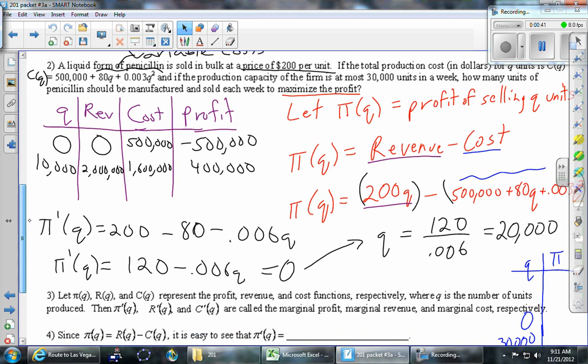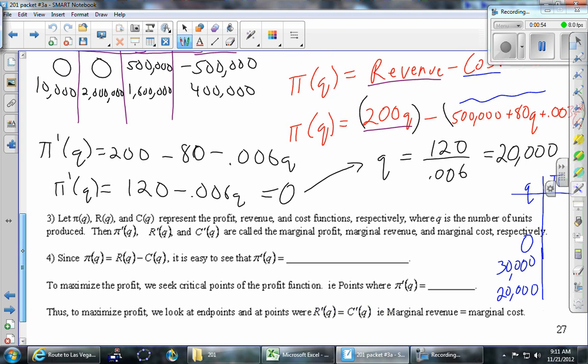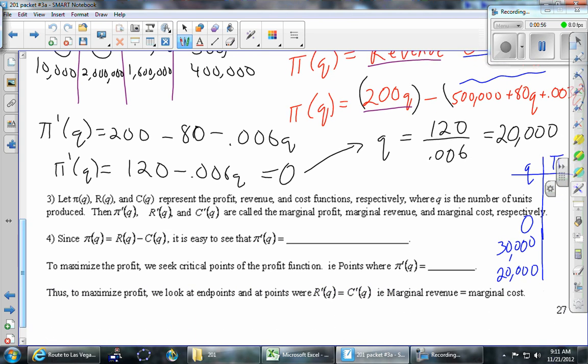And so we did some work and ultimately ended up finding the number of units of penicillin. It was 20,000 that maximized the profit. And that's the goal for today, is to maximize the profit. So let's go down to number 3, and we'll go to Ernie. Can you read 3?